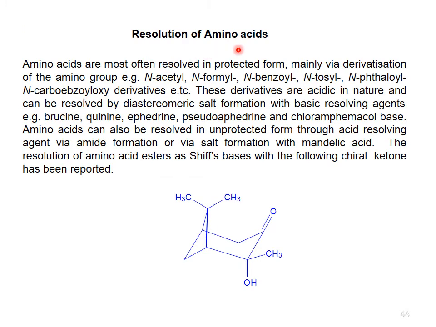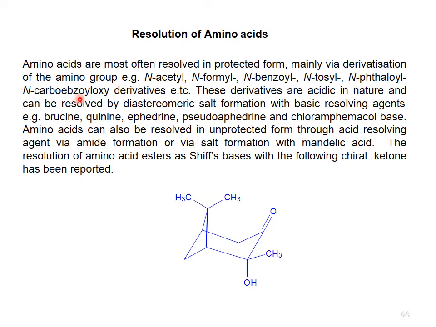These are the other resolving agents which are used for the resolution of amines. Then there are resolution of amino acids. Amino acids are most often resolved in protected form, mainly via derivatization of amino group, as for example N-acetyl, N-formyl, N-benzoyl, N-tosyl, N-naphthoyl, N-carboxyl derivatives. These derivatives are acidic in nature and can be resolved by diastereomeric salt formation with basic resolving agents, as for example brucine, quinine, ephedrine, pseudoephedrine, and chloramphenicol base.